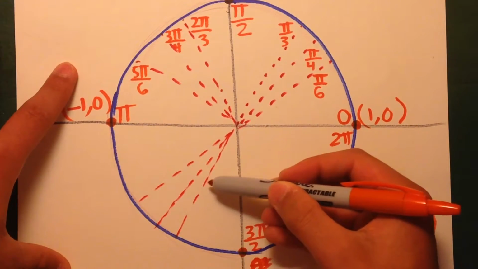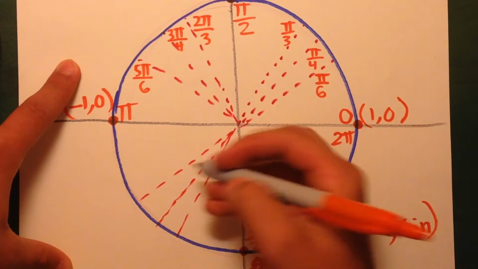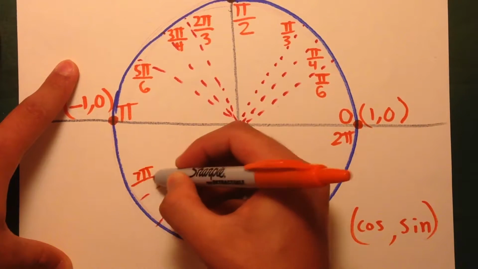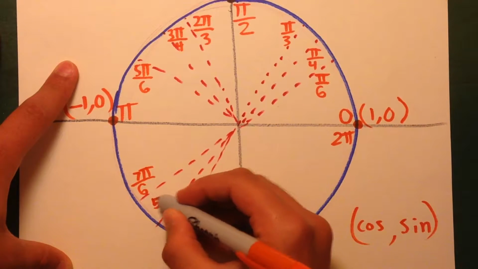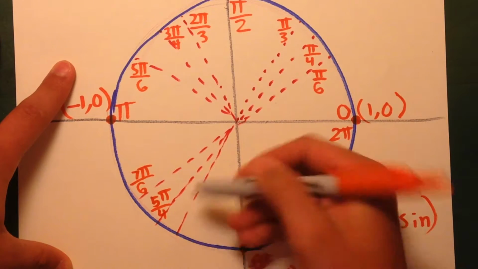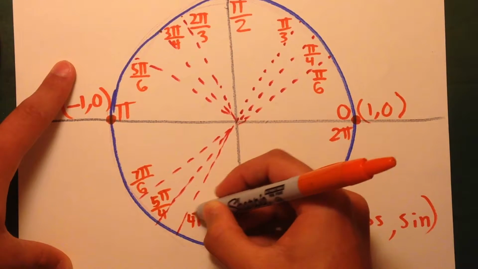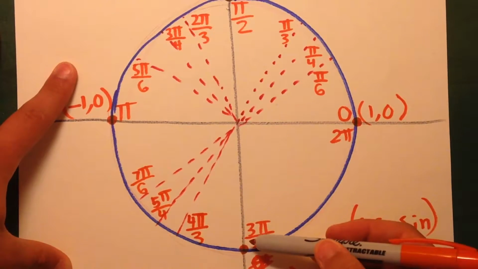So this line right here, let's start here. This line right here is 7 pi over 6. And this line right here is going to be 5 pi over 4. And this right here is going to be 4 pi over 3. And this is 3 pi over 2.